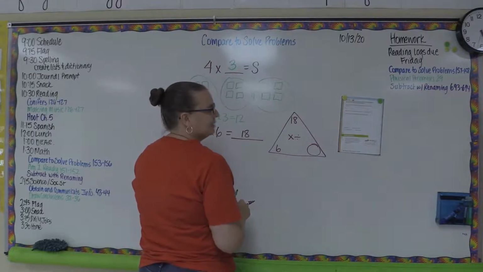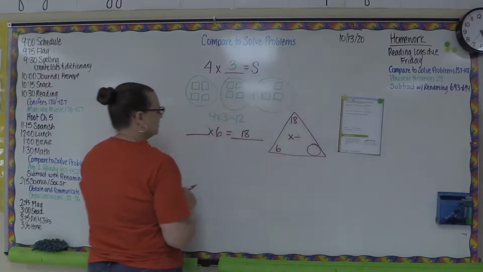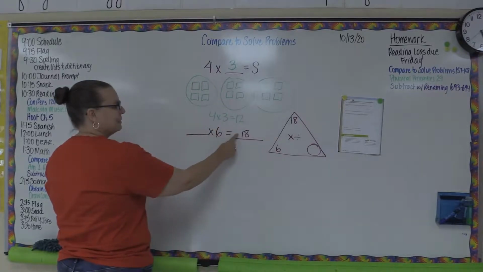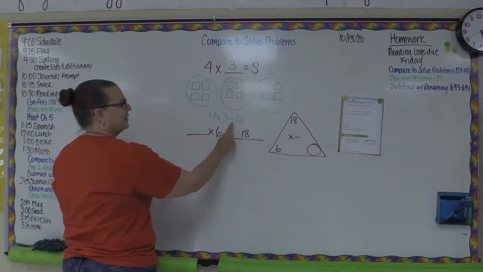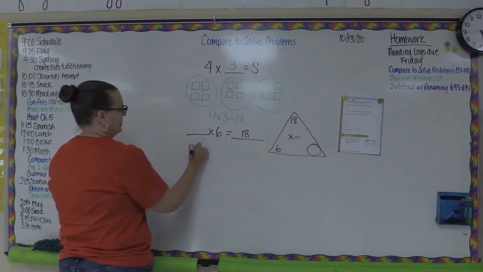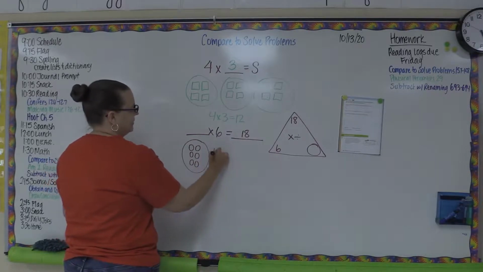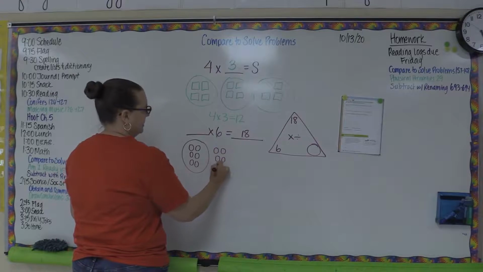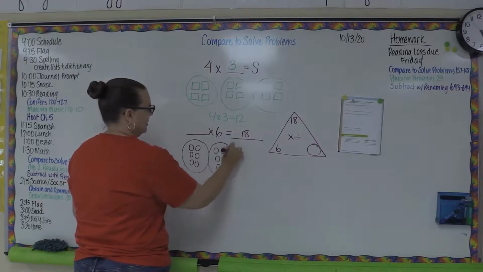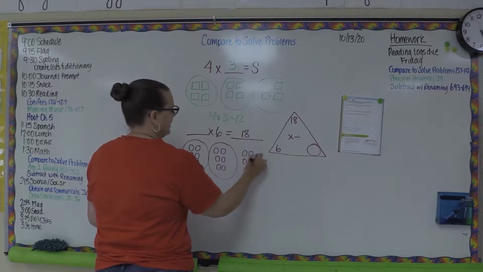So they ask us also to draw 6 equal groups of squares. So we're going to take this number, this 18, because we know that's how many we have all together, and we're going to put it in groups of 6. So 1, 2, 3, 4, 5, 6, 7, 8, 9, 10, 11, 12, 13, 14, 15, 16, 17, 18.